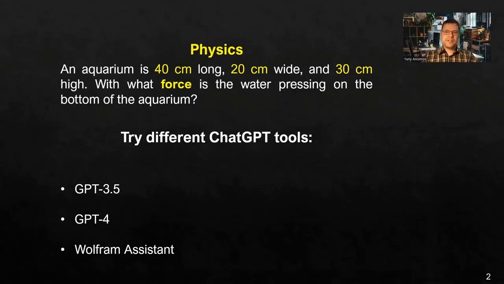So traditionally, let's try different tools. We'll start from 3.5 version, then 4, and then Wolfram Assistant. Let's take into account that the problem situation asks about force that is pressing the bottom. So the force should be expressed in newtons, because if they ask for pressure, for example, that would be pascals. Force is newtons, just to have a clue in what units we should get our answer.